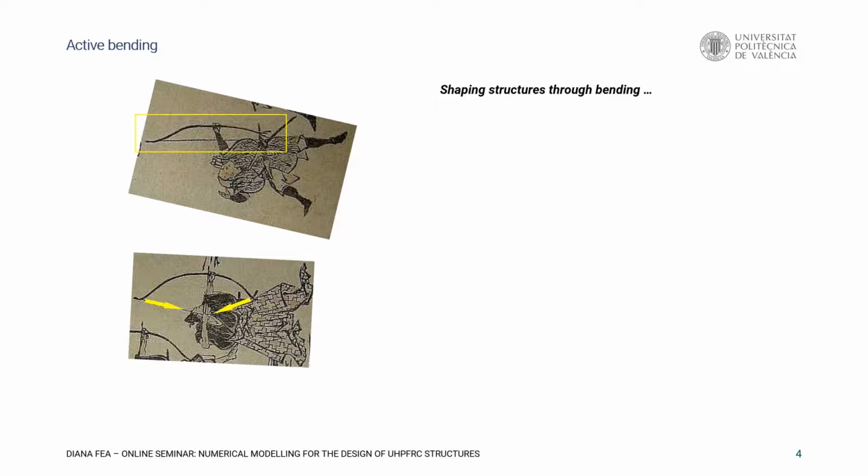And this philosophy of shaping structures through bending is the philosophy of the so-called active bending structures. So we want the structure to acquire a better shape, a more suitable shape to resist the loads. And it is also a kind of step forward to build lighter structures. So this is our ultimate goal, to build lighter structures by using bending as a shape driving pattern.